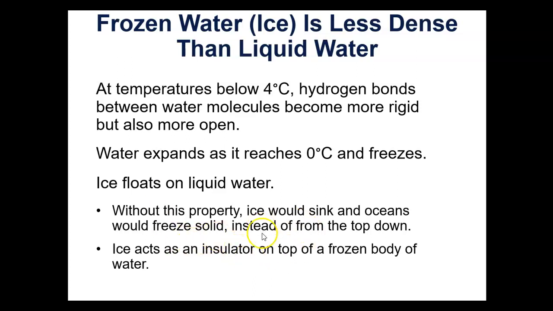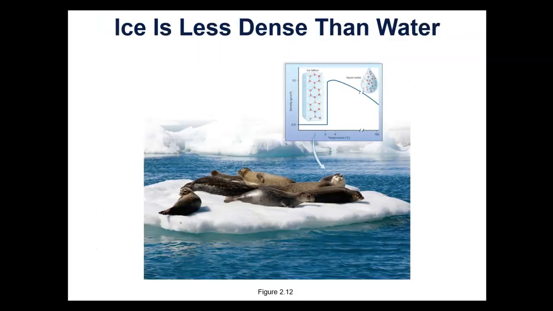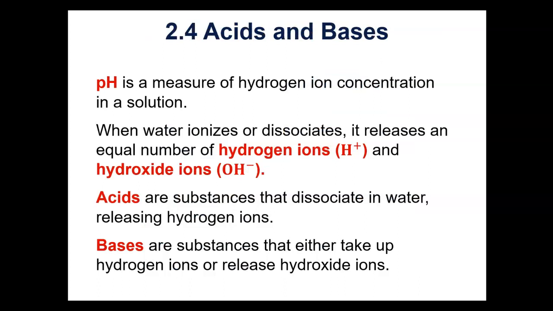So without this property, ice would sink, and oceans would freeze solid from the bottom up instead of the top down. And that would not be good. And the other thing that ice does when the surface of the water freezes is it acts as an insulator for the organisms that live underneath. And this is just showing you, of course, ice floating on the surface of water.